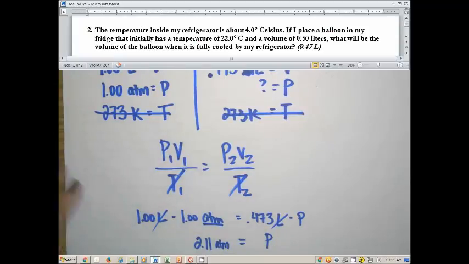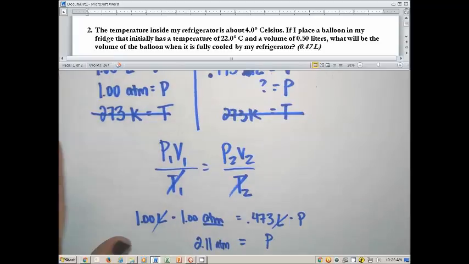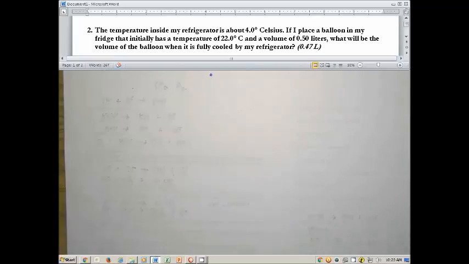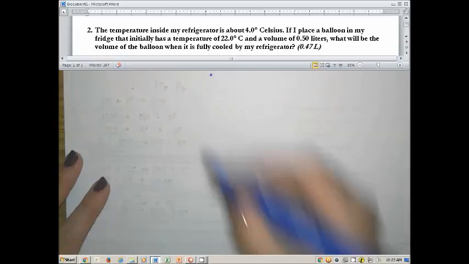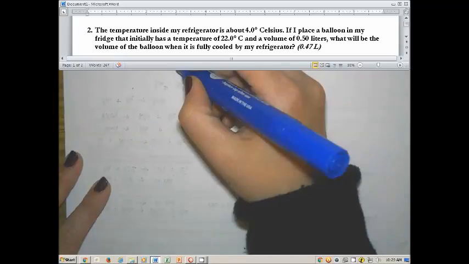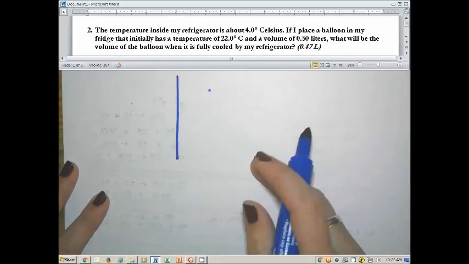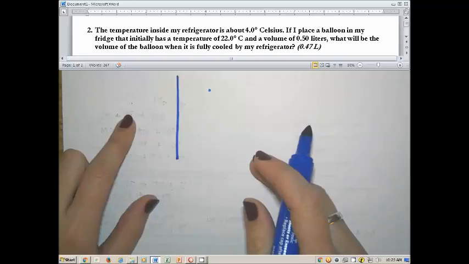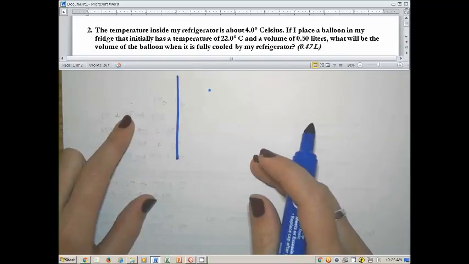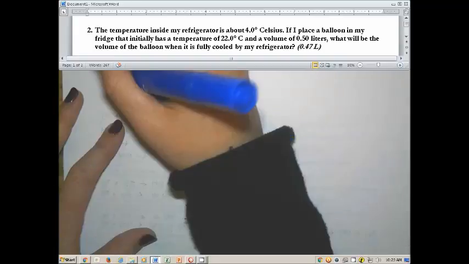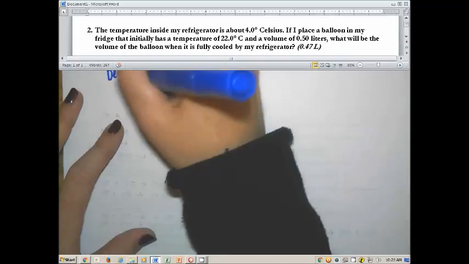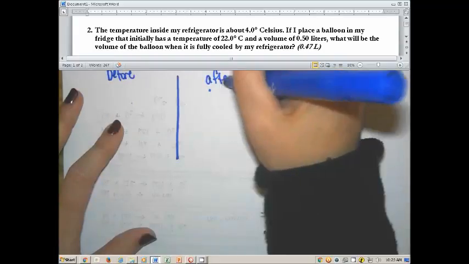This one says the temperature inside my refrigerator is about 4 degrees Celsius. So I'm going to take this and I'm just going to kind of divide it up into two sides. I've got the inside of my refrigerator. If I place a balloon in my fridge that initially has a temperature of 22 degrees. So basically we've got, we'll call it, before and after. Before fridge and after fridge.